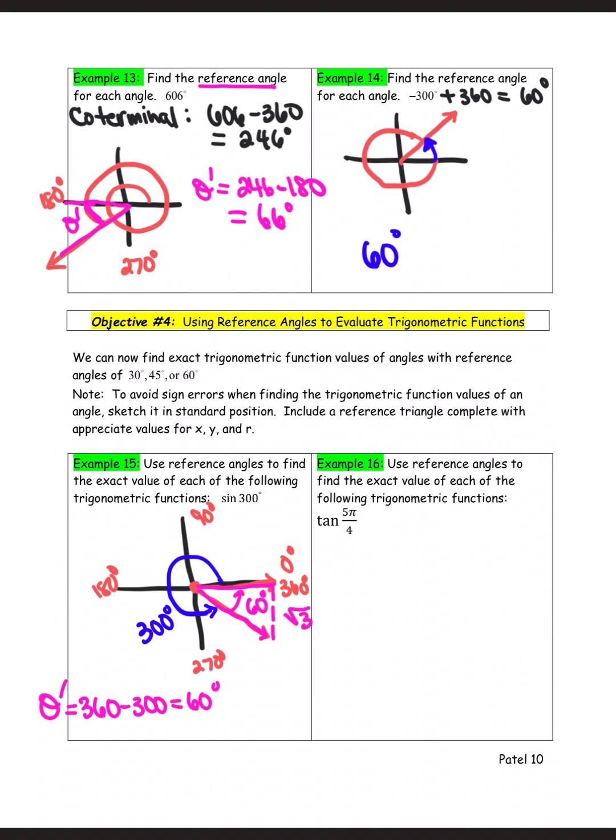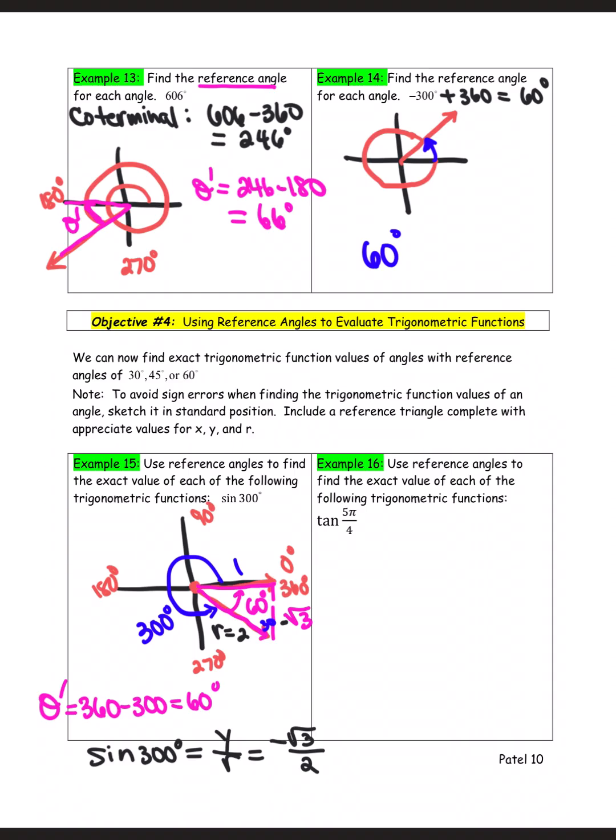I'll fix the sign in a second. And opposite to my 30 degrees, which is right here, is going to be the length of 1. And my hypotenuse, or r, is going to be 2. So we're in quadrant 4, so we know that y is negative, x is positive, and r is always positive. So we know sine of 300 degrees is equal to y over r, so it's going to be negative square root of 3 over 2.